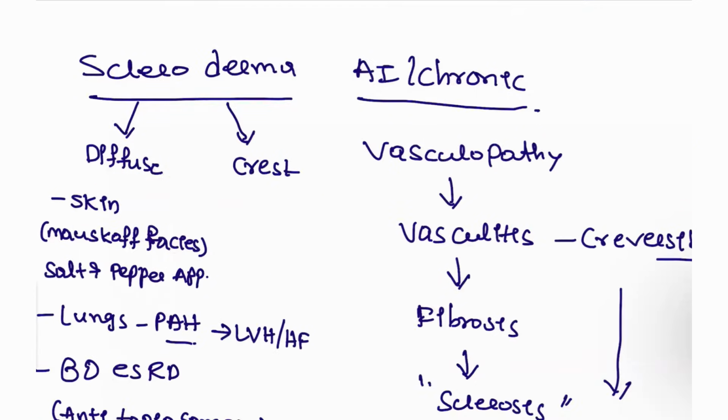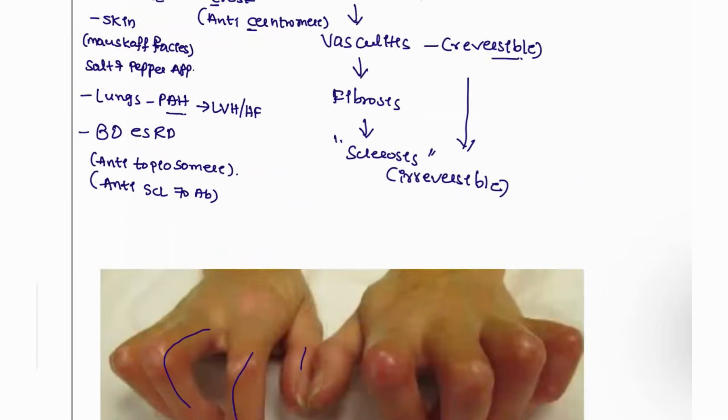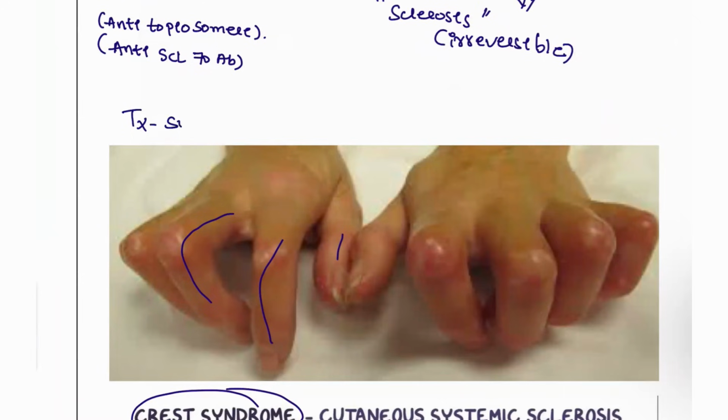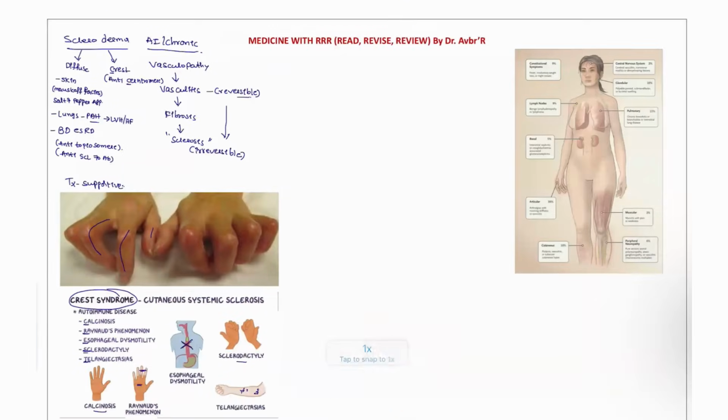Next, coming to CREST syndrome, anti-centromere is positive. C for C, C for C. Okay, anti-centromere. The treatment will be supportive treatment only. For example, steroids to suppress the autoimmunity, and vasodilators for pulmonary hypertension. So like that, supportive treatment should be given for this patient.